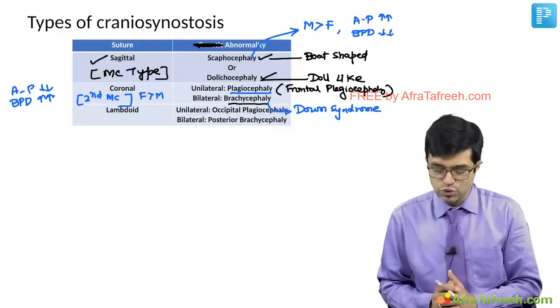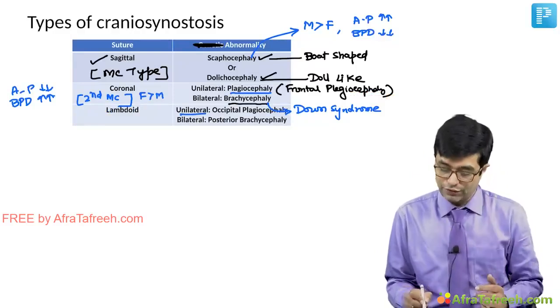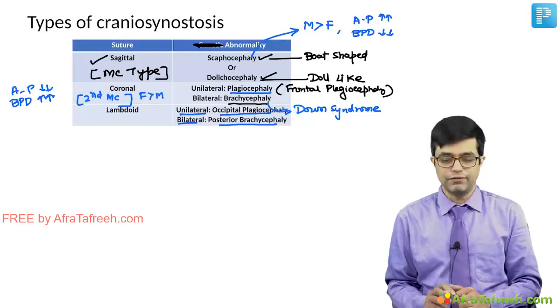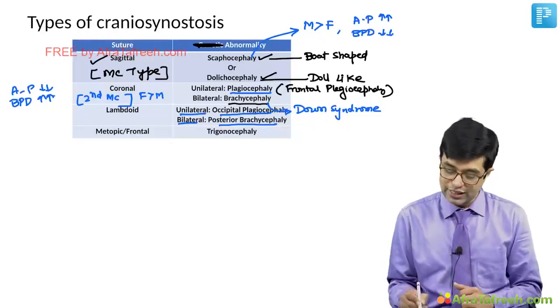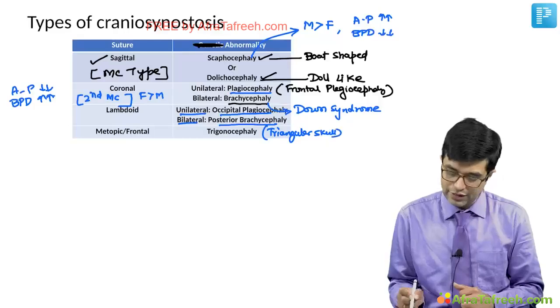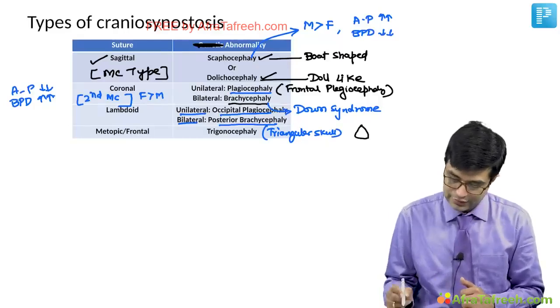Third is your lambdoid suture involvement. Lambdoid suture, if it is unilateral, lambdoid is present posteriorly, so it will cause occipital plagiocephaly. Bilateral, it will cause posterior brachycephaly. Then you have metopic or frontal suture involvement, which produces a triangular skull, also called trigonocephaly. So the shape of the skull is something like this.